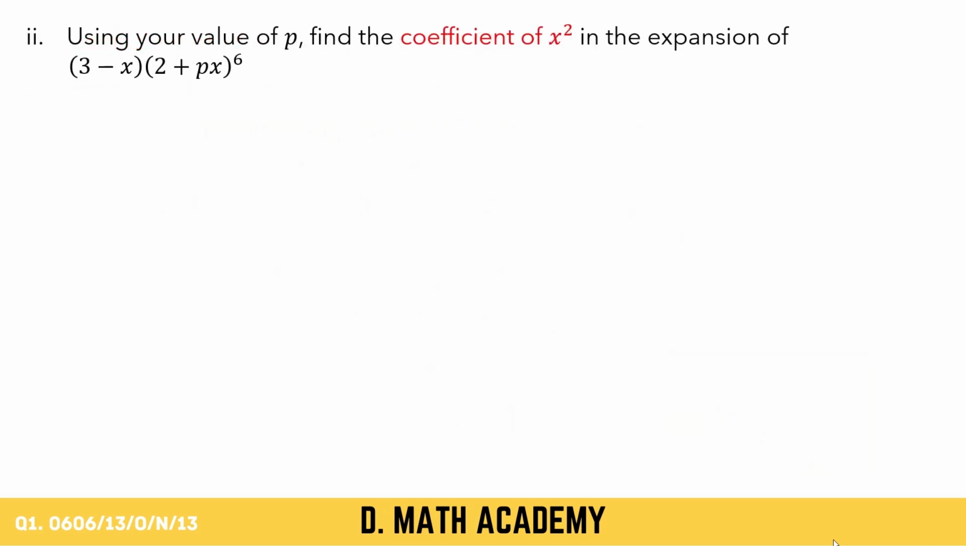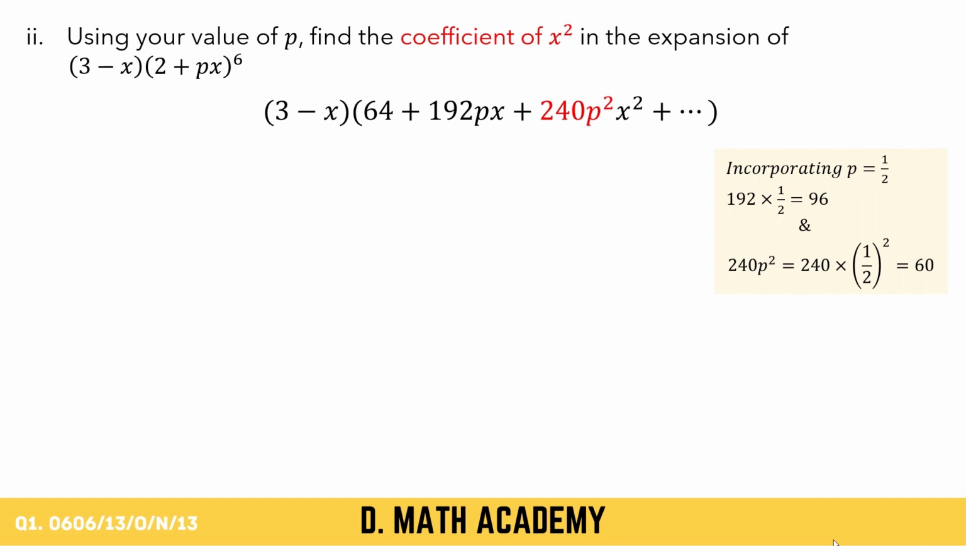So looking at second question here, use your value of p, find the coefficient of x squared in expansion of 3 minus x, 2 plus px to the power of 6. So I brought down the first three terms that I identified earlier, incorporate the p value into it. So I will get my results as 3 minus x multiplied with 64 plus 96x plus 60x squared.